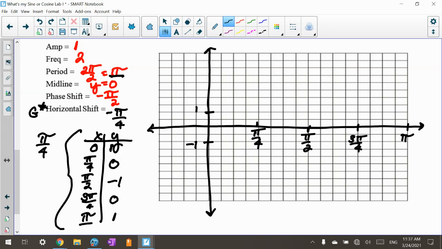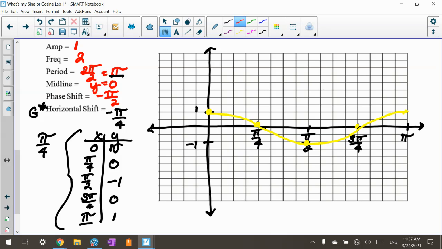Now, when I graph the original, I'm going to do it in yellow because this is not our curve, but we're going to graph it like we've been doing it. So I'm going to start at 0, 1, come down, pi over 4 is 0, pi over 2 is -1, okay? 3 pi over 4 is 0, and back up to 1. So this is the curve before I shifted it. I hope you can see it. It's kind of light.